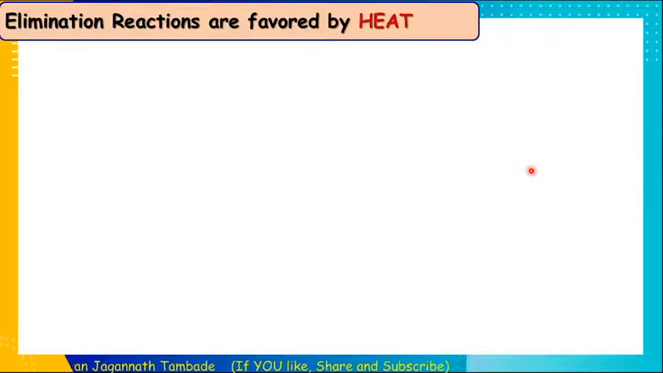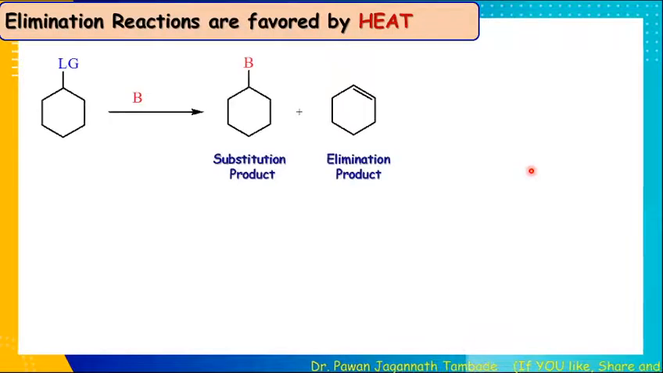Now this needs to be remembered. Elimination reactions are favored by heat, because we know that elimination reaction and substitution reactions can happen under a similar set of conditions, but when we heat the reaction, then elimination reaction is favored over substitution reaction. Look at this example. This is our substrate. When this substrate is allowed to react with base or nucleophile, we can anticipate these two different types of product. This is a substitution product where the leaving group is replaced by the nucleophile, and this is an elimination product where there is a formation of carbon-carbon double bond.